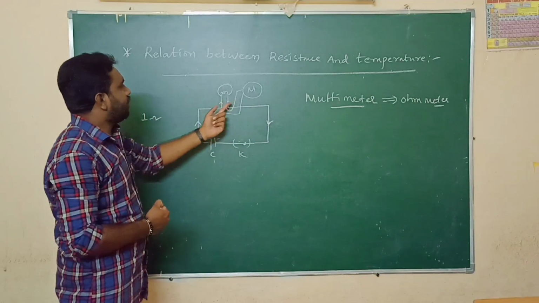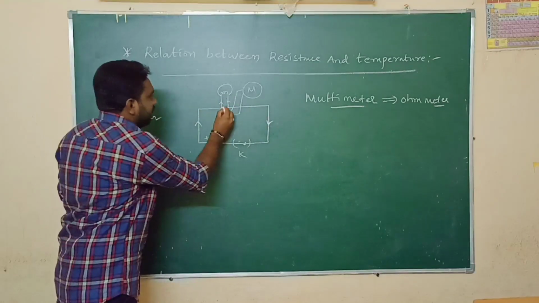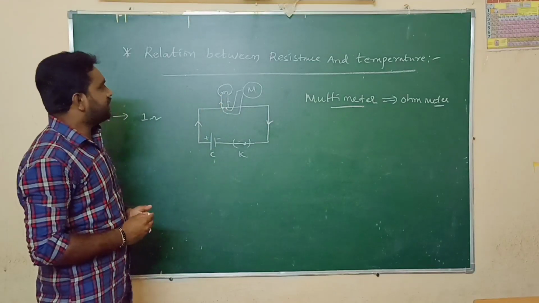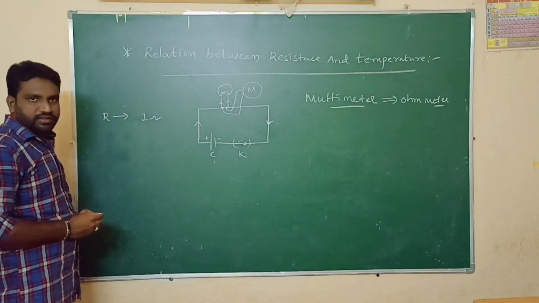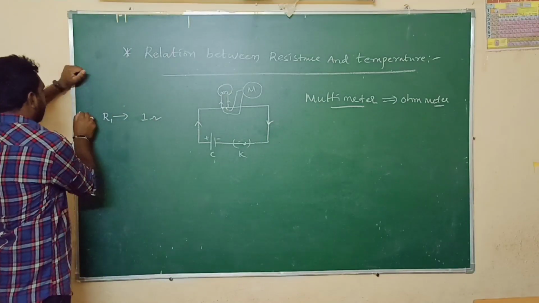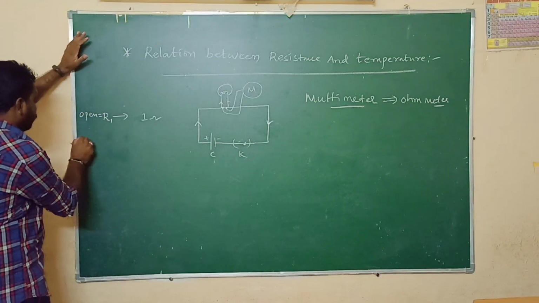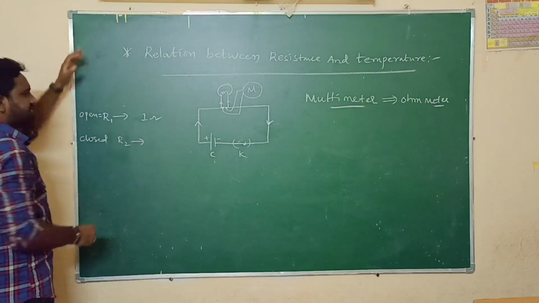So again we need to connect the multimeter. After a few minutes, we need to connect the multimeter to the terminals of the electric bulb. So again we need to measure the reading of the ohm meter after sending the current. In the first case, when the circuit is open, the reading is considered as R1. When the circuit is closed, the resistance reading is considered as R2.